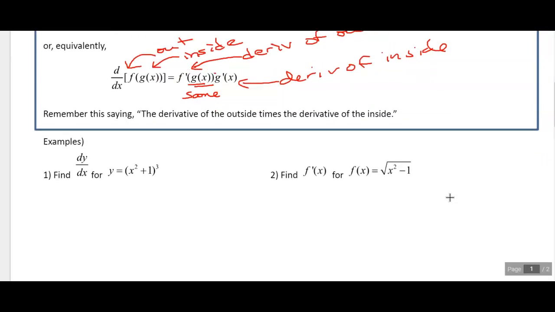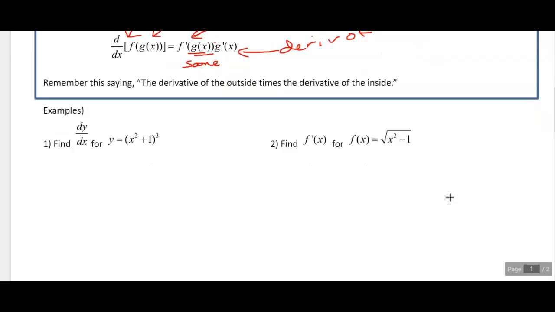So like number 1, we've got the quantity x squared plus 1 all cubed. What you need to recognize is this x squared plus 1 is going to be considered the inside. And on the outside, it's acting like x cubed. So that's the outside function. When we take our derivative, we start by taking the derivative of the outside function, which is a power rule.